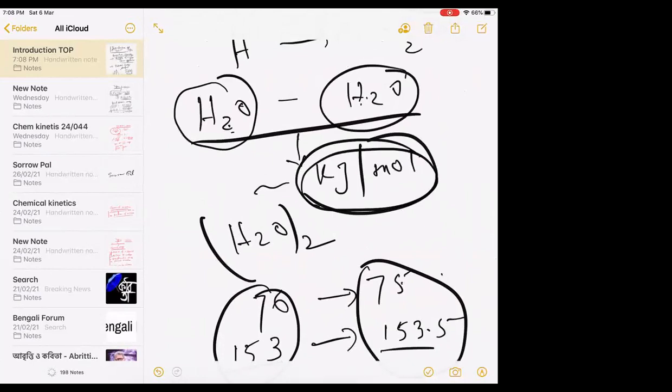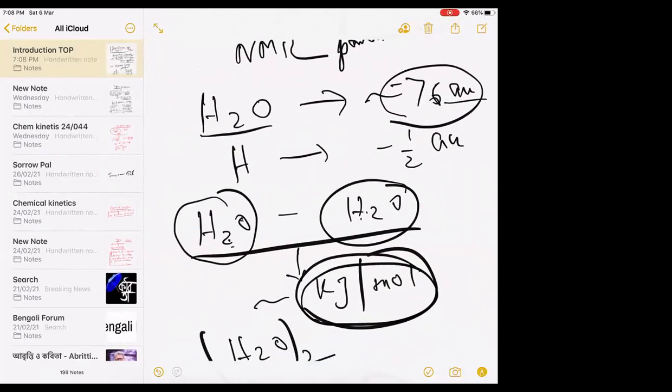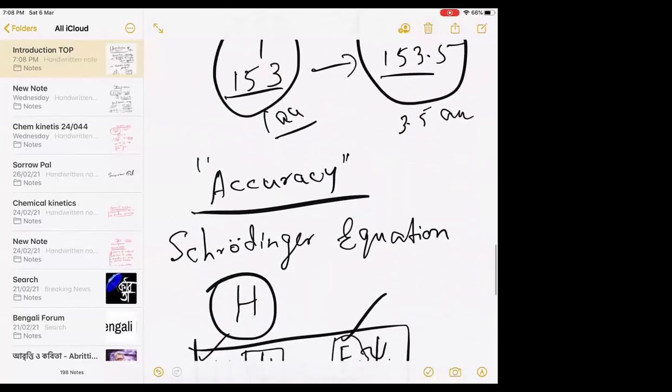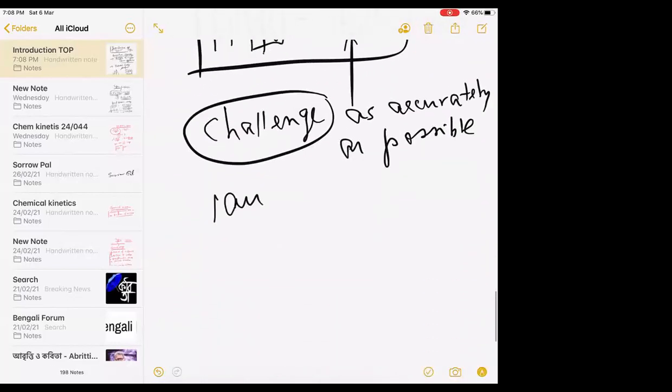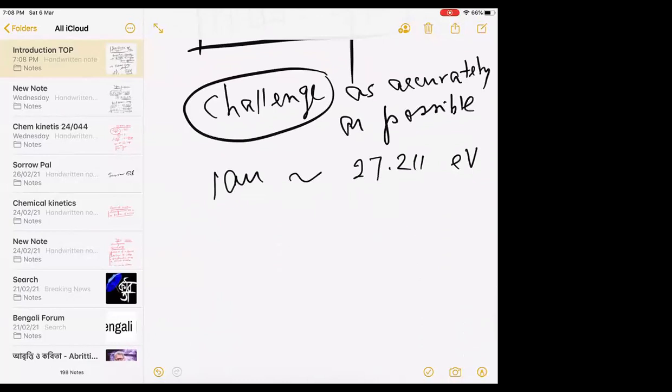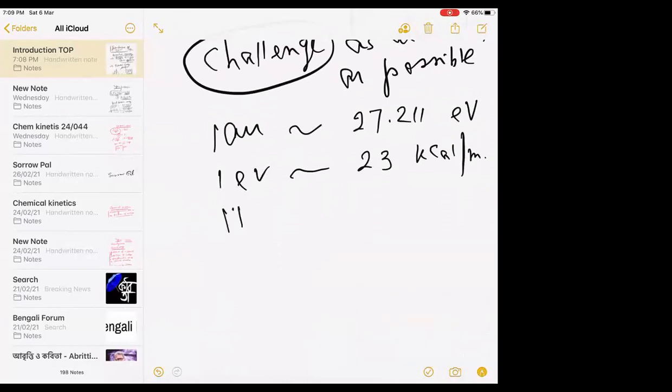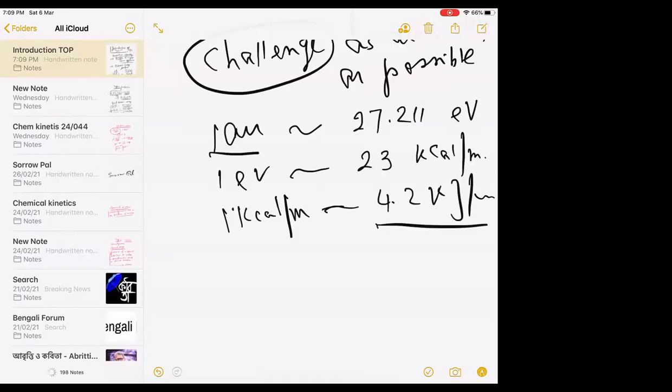Now, kilojoules per mole is hugely small, considering that the energy of the water molecule will be of the order of 76 point some atomic units. I hope all of you know how translation of units happens. One atomic unit is of the order of 27.2116, etc. electron volt, just like half atomic unit is 13.6. And then one electron volt is of the order of 23 kilocalories per mole, and that translates into 4.2 kilojoules. I hope all of you remember this simple formula. So you can imagine one atomic unit has a translation which is more than 1000 kilojoules.